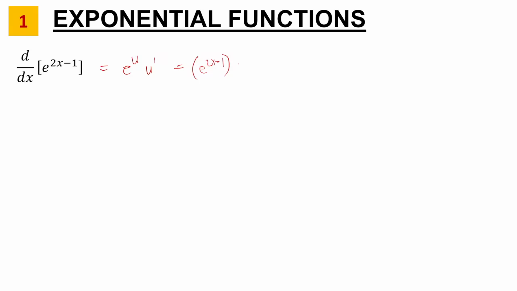And then the derivative of its exponent. We have 2x minus 1, and the derivative of this one is just 2. So the derivative of this is 2e raised to the 2x minus 1.